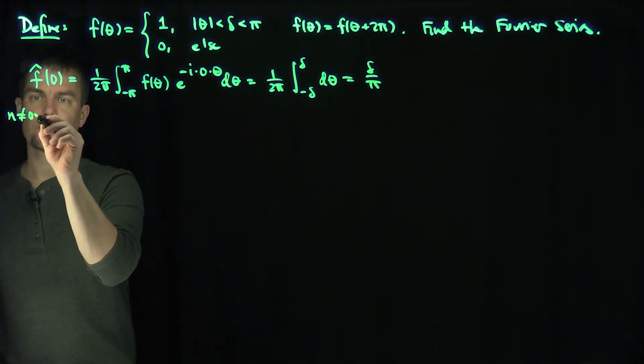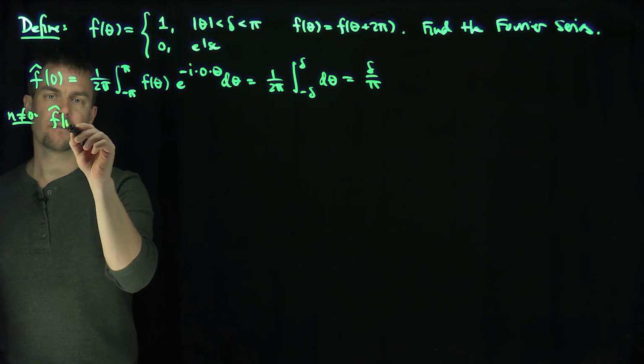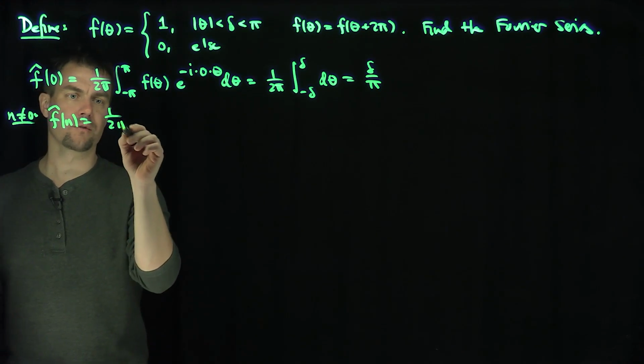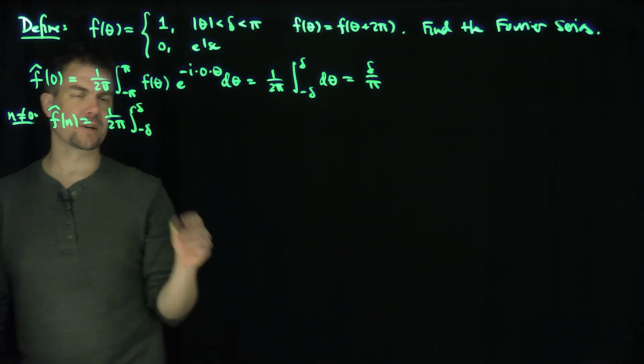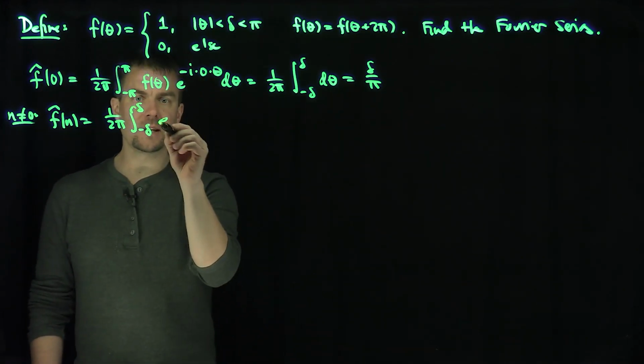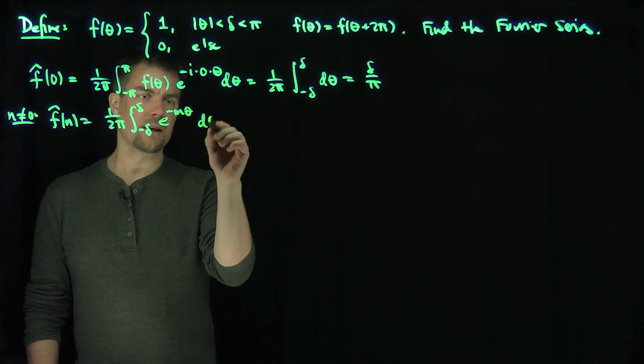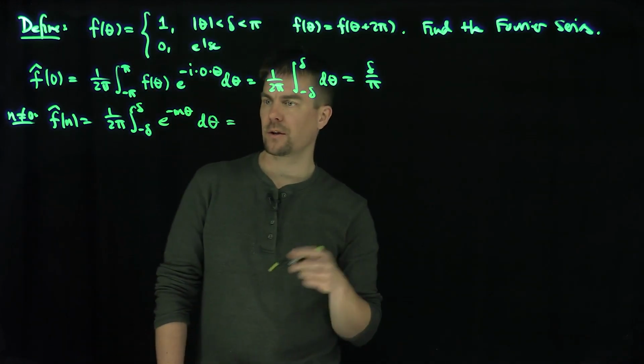Now let's suppose that n is not equal to 0. Let's find the non-zero modes of this function. F hat of n is going to be, by the same reasoning, 1 over 2 pi, the integral from negative delta up to delta. That's where the function turns on. And then 1 times e to the negative i n theta, d theta. So these are going to be common calculations of the Fourier series.